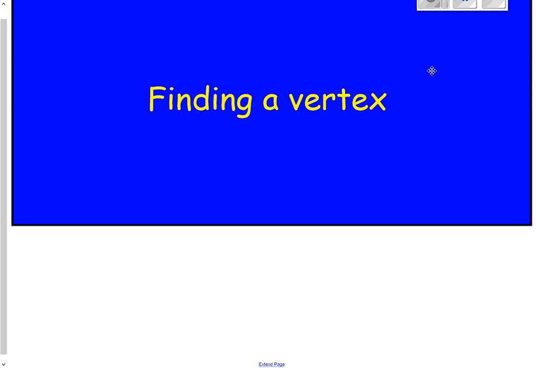Hello. Today we're going to take a look at finding a vertex. So we need to remember where to locate our vertex of a quadratic function depending on what's given. So we're going to do a little review of grade 10 with this lesson.